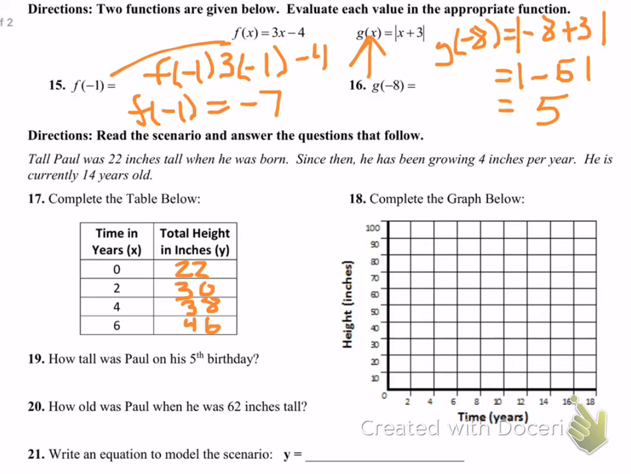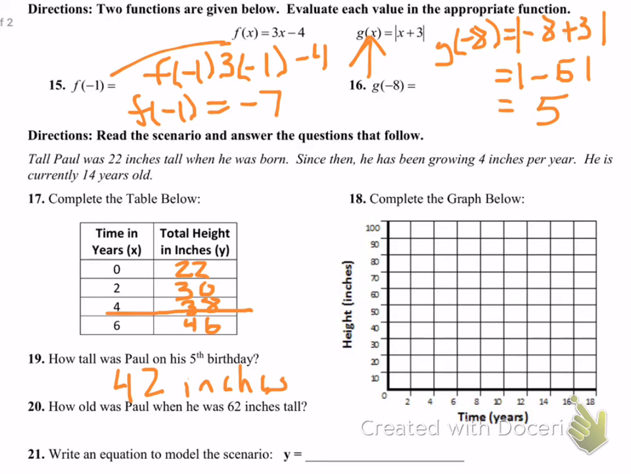How tall was Paul on his 5th birthday? Well, that would be falling in between those two. So he would be 42 inches tall. How old was Paul when he was 62 inches? Now, I could continue my table. I could also look at my graph. Now, I can see this graph is going to be a little difficult because of the way it's counting.